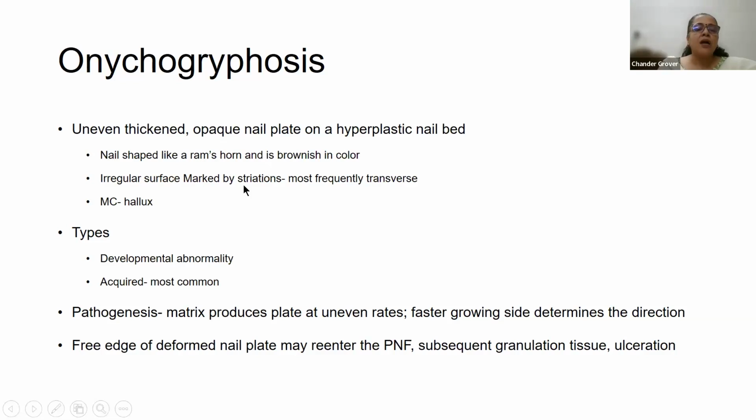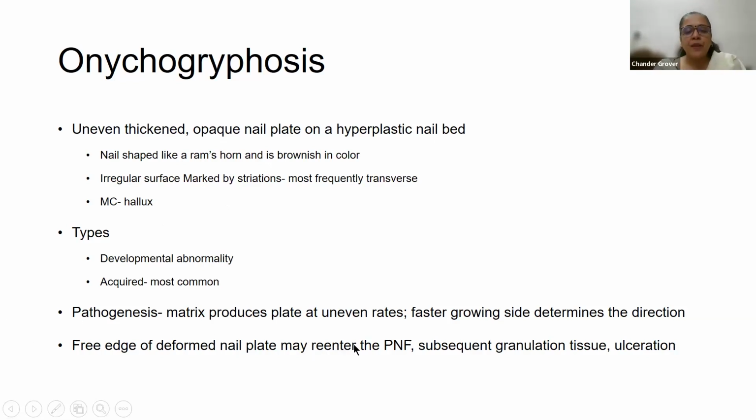Irregular surface marked by striations and most commonly involves the great toe. It can be a developmental abnormality, but most commonly it's acquired, especially with aging or with disorders which compromise circulation in the extremity, including diabetes and hypertension. The pathogenesis here: the matrix is producing the plate at uneven rates.